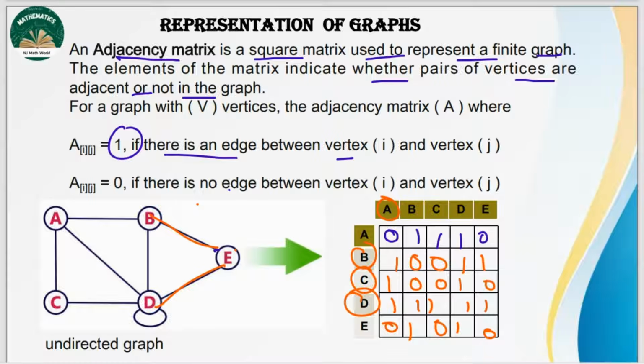So this is how we represent the matrix, which can be written as 0 1 1 1 0, then 1 0 0 1 1, then 1 0 0 1 0, then 1 1 1 1 1, and then the last one 0 1 0 1 0. So this will be represented as a matrix. It's called an adjacency matrix.